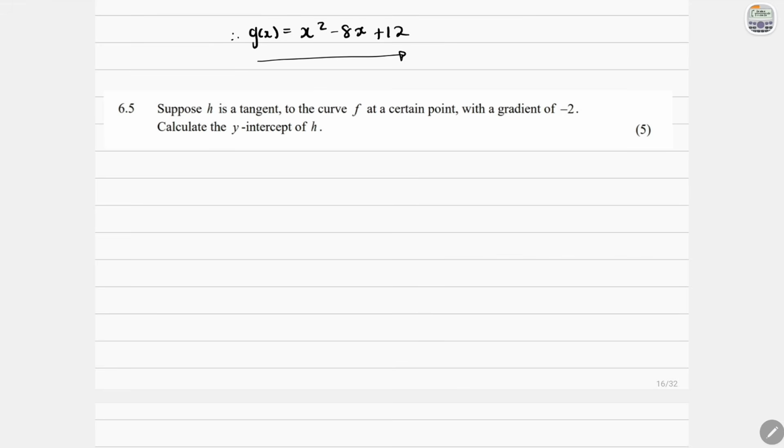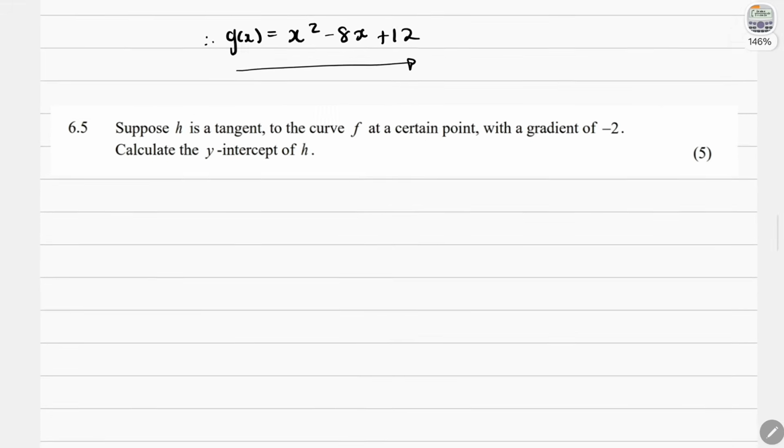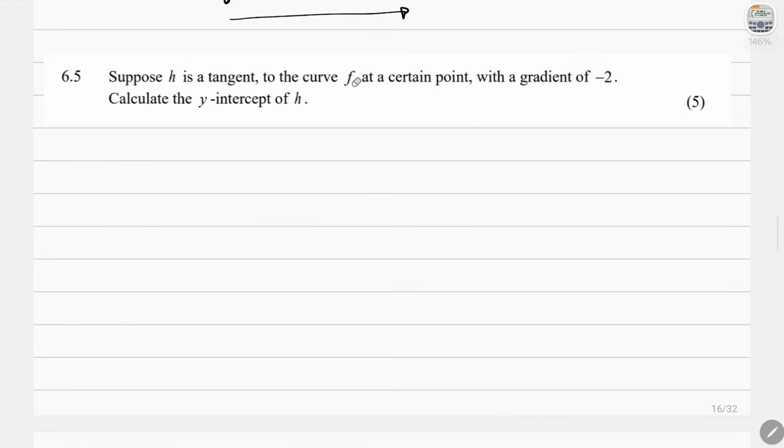Question 6.5 says, suppose h is a tangent to the curve f at a certain point with a gradient of negative 2. Calculate the y-intercept of h. So it has a gradient of negative 2. h is a tangent at the end of the day, right? And a tangent is a straight line. So it's in the form of y equals mx plus c. And so we only know the gradient, meaning it's currently negative 2x plus c.